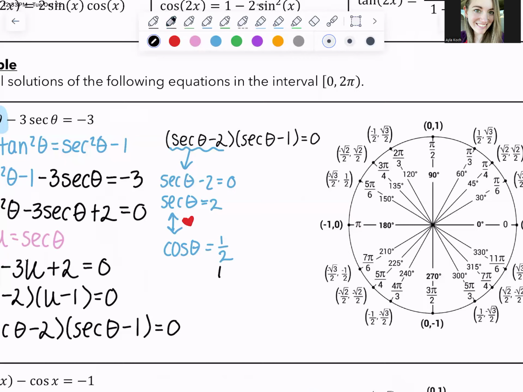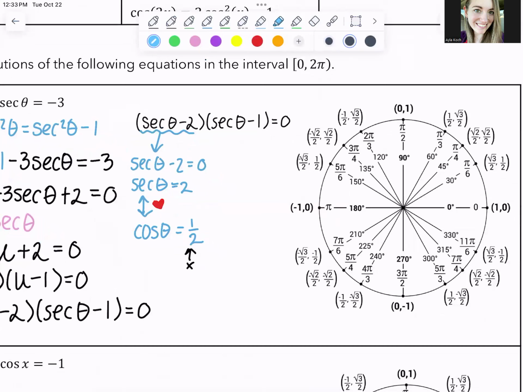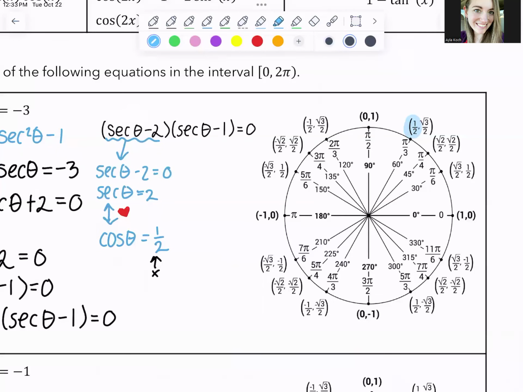Cosine represents x values, right? I come onto the unit circle and ask, where are the x values 1/2? Positive x values happen on the right-hand side of the circle. So where is the x value 1/2? That's up here at pi over 3, and down here at 5 pi over 3. Those are my answers for this first equation: pi over 3, 5 pi over 3.